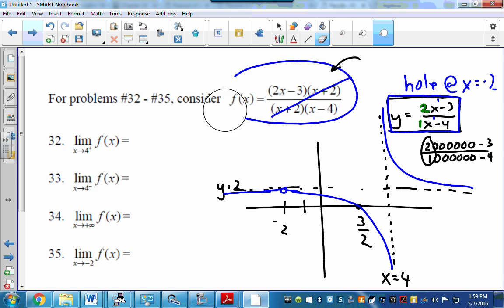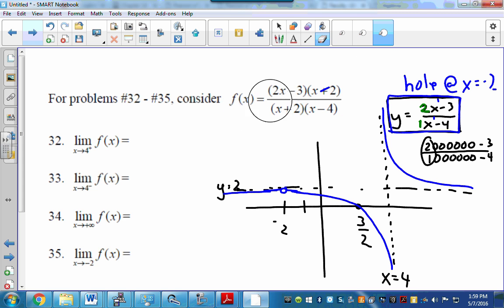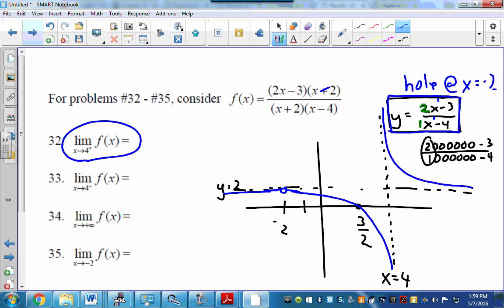Okie dokie, once we have the picture, we can easily answer these questions. The picture makes it so easy to answer the questions. The first one, number 32. What happens when x approaches 4 from the right? Well, it's pretty clear that the graph is heading up, so we can write plus infinity. What happens when x approaches 4 from the left? That graph is heading down, so that's negative infinity.